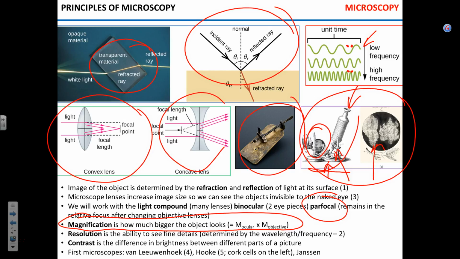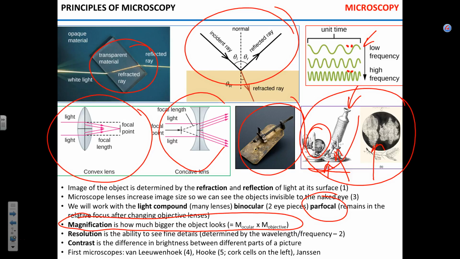Contrast. Difference between dark and light parts of the image. Well, you can enhance contrast by staining your specimen. You can play with the light. There's a part of the microscope called iris diaphragm that adjusts the amount of light coming through the sample, so you can see your image better. It actually is very important part of the microscope. Little thing under the mechanical stage.